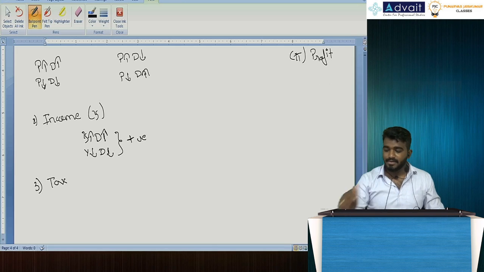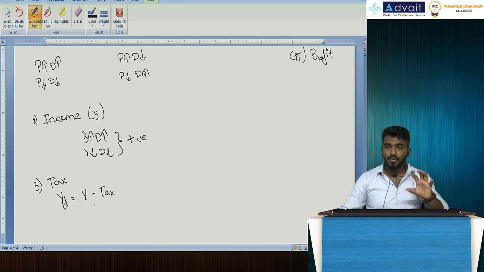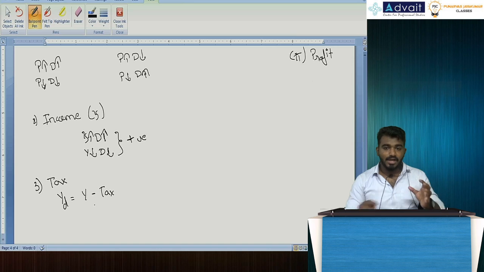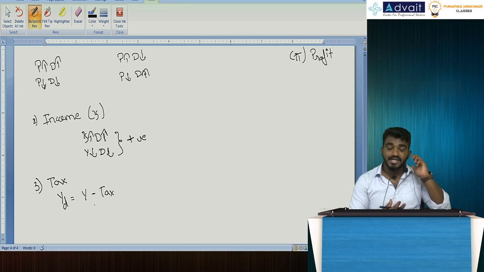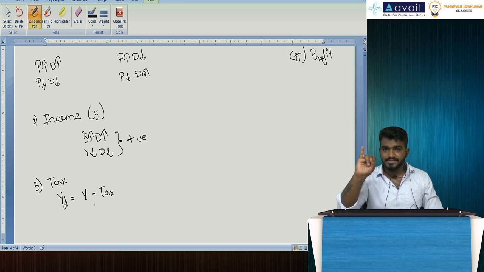And remember, not just tax, along with the tax we have something called disposable income. We call it YD. Disposable income is nothing but your income minus tax. Income minus whatever tax I'm supposed to pay, and whatever is left in my hand to consume goods and services. This is called disposable income.